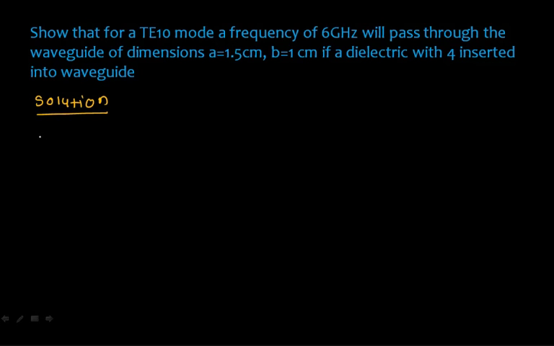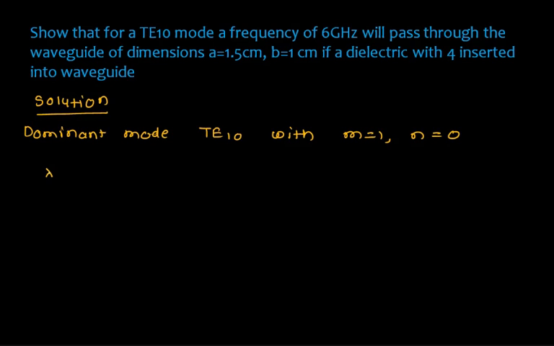You are going to find it for the dominant mode. If the mode is not given, you just assume that your mode is the dominant mode. So here the dominant mode is TE10, with M is equal to 1 and N is equal to 0. For such a mode, the cutoff wavelength will be 2 over the square root of (M squared over A squared plus N squared over B squared). Now you know if you put N is equal to 0, this term will become 0, and this is the 1-0 mode.